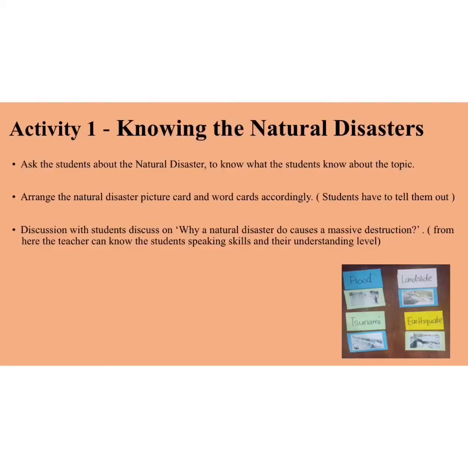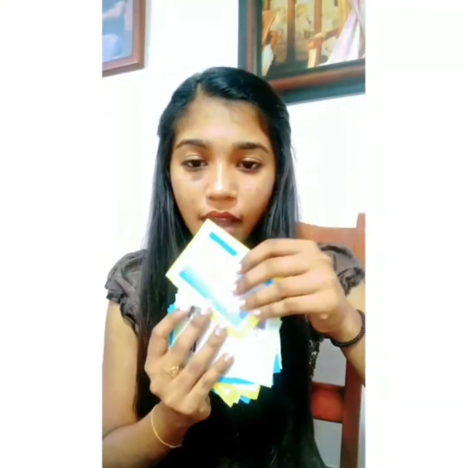The very first activity will be knowing the natural disasters. So I will ask the students what they know about natural disaster and what is natural disaster to know how much they understand and they know about the disaster. Then I will give them the picture cards that I have prepared and ask them to arrange accordingly to the name of the disaster.